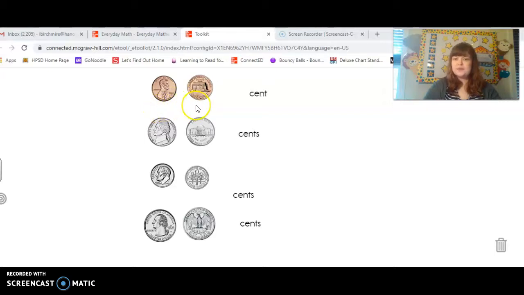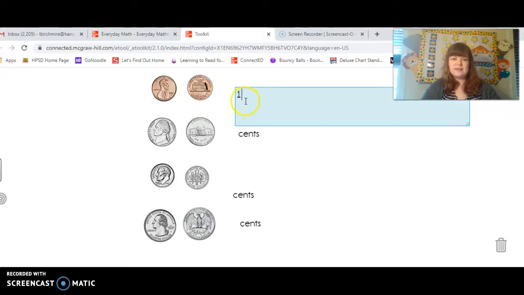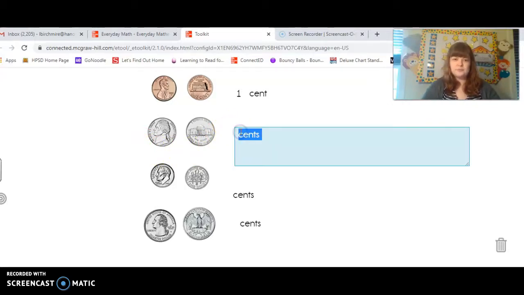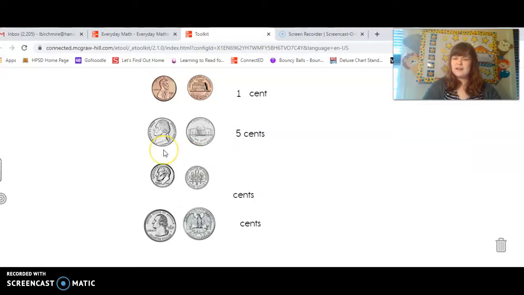So our first coin, what's the name of our coin? Yes, a penny. And how much is a penny worth? 1 cent. Very good. 1 cent. Take a look at our next coin. How much is this coin? It is worth 5 cents. And what is the name of this coin? A nickel. Very good. And who is on a nickel? Thomas Jefferson, our president, President Jefferson. And who's on the penny? Yes, President Lincoln.